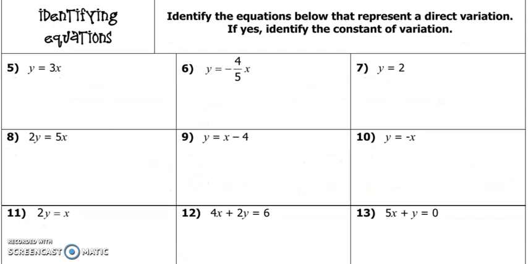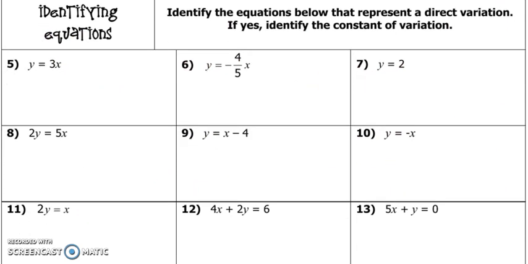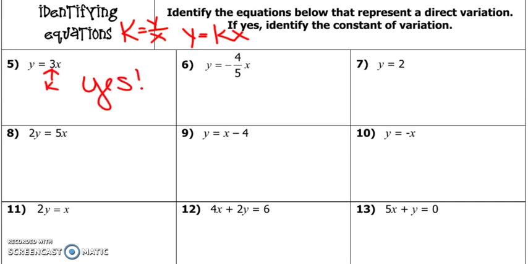Now, if we look at identifying some equations, we're not going to do all of them, but you have to keep in mind your equation, we have two. We have k equals y over x, and we have y equals kx. Those are the two different types of equations for direct variation, and those are the only two that we can have. So if I look at number 5, I have y equals 3x. Well, in this case, 3 is my k, so yes, this is a direct variation.